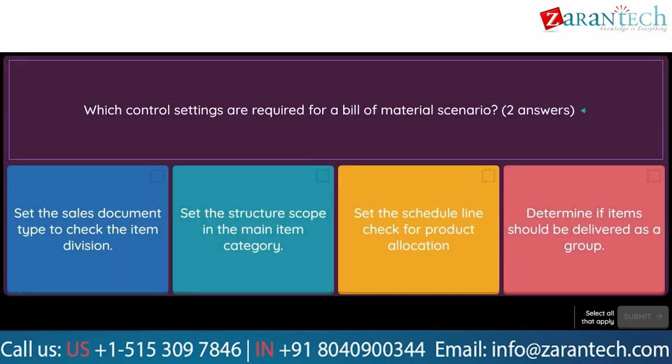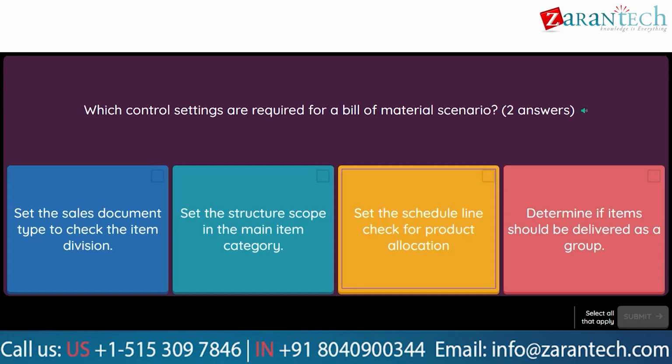Question: which control settings are required for a bill of material scenario? 2 answers. Option 1 set the sales document type to check the item division. Option 2 set the structure scope in the main item category. Option 3 set the schedule line check for product allocation. Option 4 determine if items should be delivered as a group.